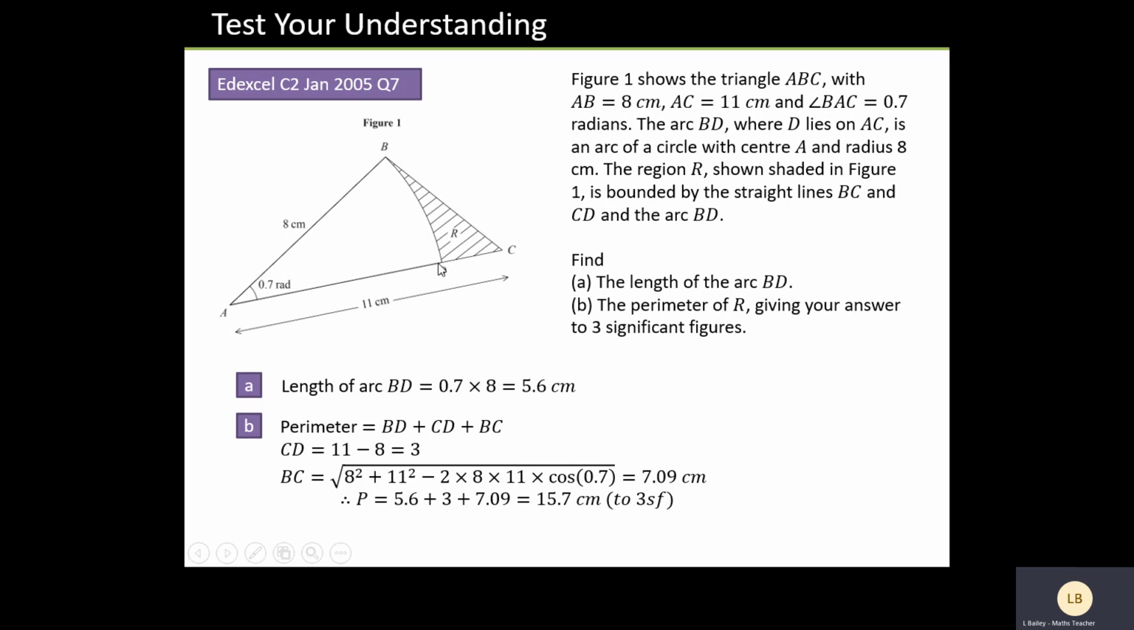Okay, we can use the cosine rule to work out what the length is from B to C along here, because you've got a triangle where you know 2 sides and the angle between the 2 sides. So the cosine rule will give you the length from B to C. And once you've got from B to C, you've worked out the arc length in part A, and we know that's the difference between the 11 and the 8. We can work out the complete perimeter of R.